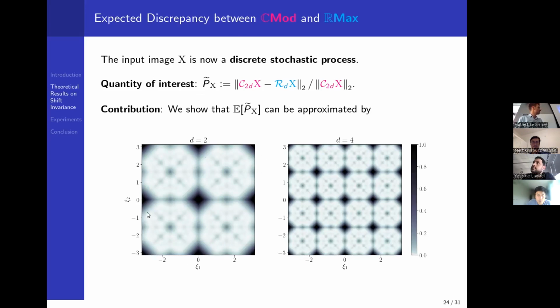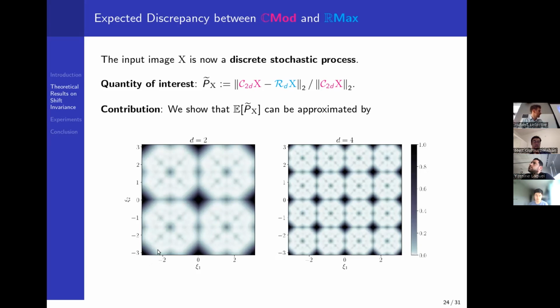So the left image approximates the expected discrepancy between Rmax and C mod operators with a subsampling factor of 2, and the right image shows the same thing, but the difference is that here the subsampling factor is equal to 4. So typically in ImageNet, so the CNN that I showed before, the subsampling factor is equal to 4. So we are in this situation. But for ResNet, for example, the subsampling factor is equal to 2. So we are in this situation for ResNet.